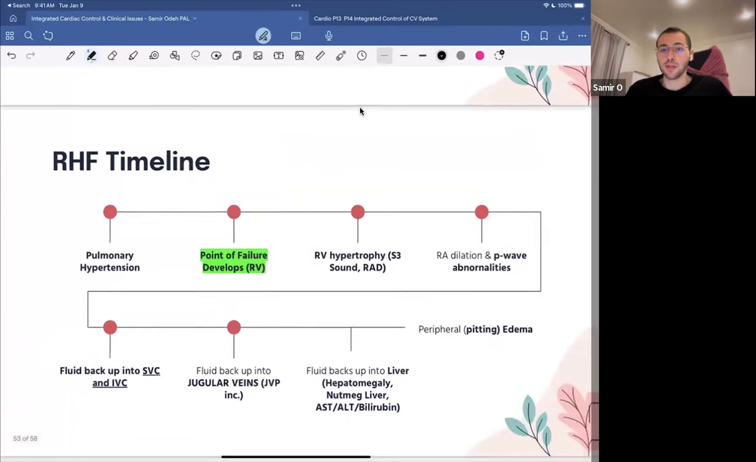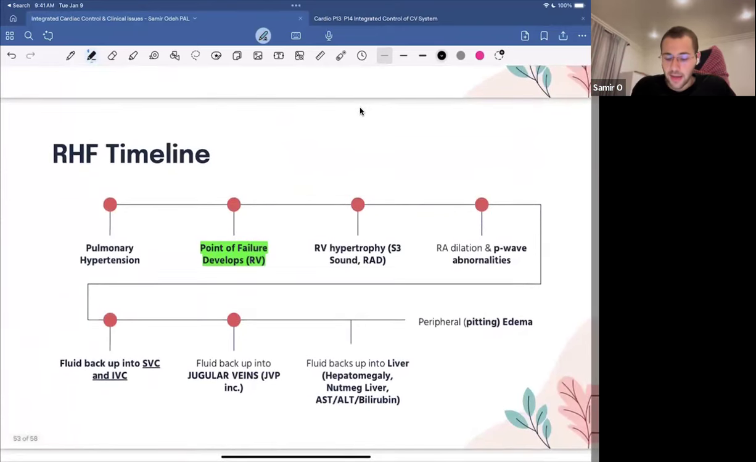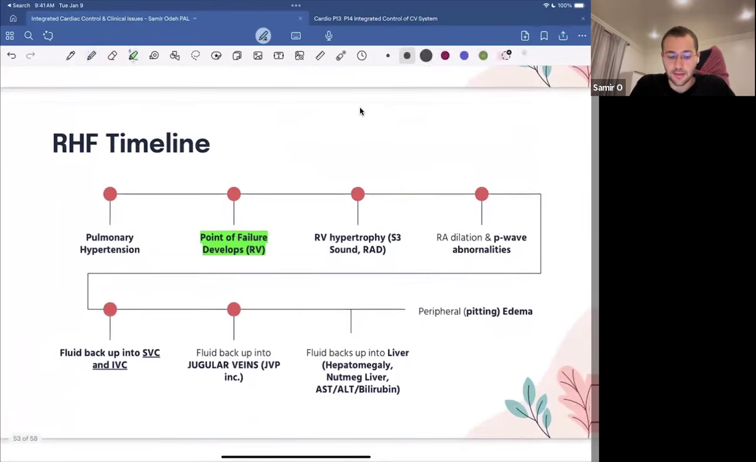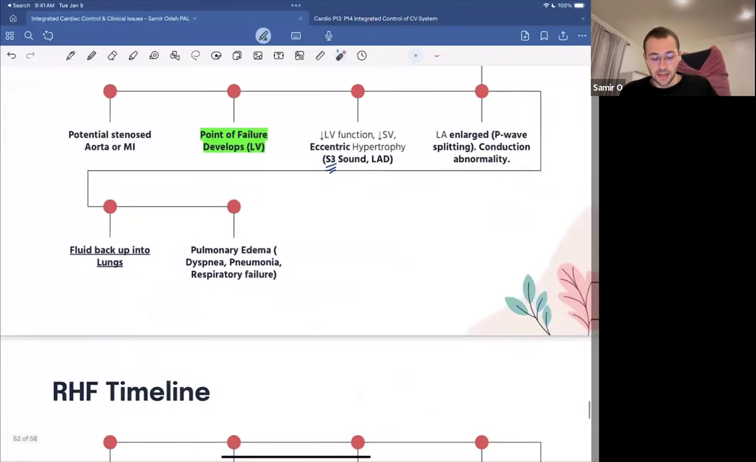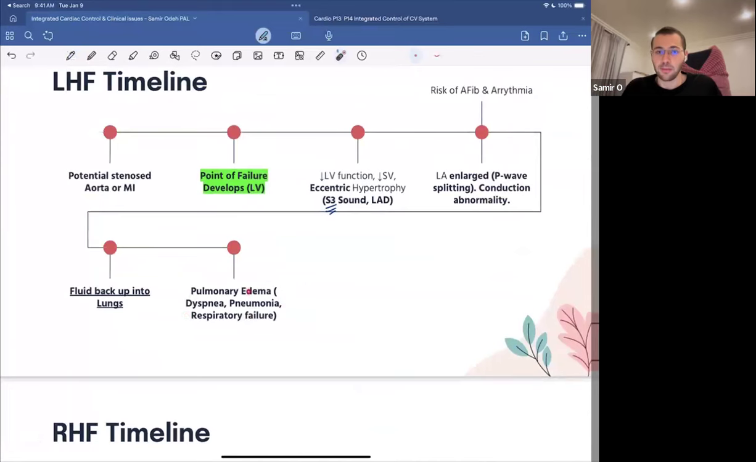So I encourage you guys to take a look at both these timelines. It's really helpful. I broke down all the sequelae, essentially all the side effects you will see due to left or right side heart failure. For example, with left side heart failure, you're going to get pulmonary edema. Why? Because the point of failure is in your left ventricle, so your left atrium is going to be affected. Then your fluid is going to back up to your lungs, then you get pulmonary edema, then dyspnea, then pneumonia, then respiratory failure.